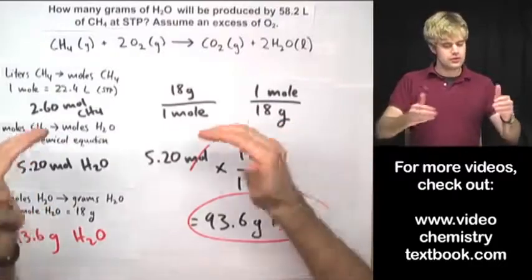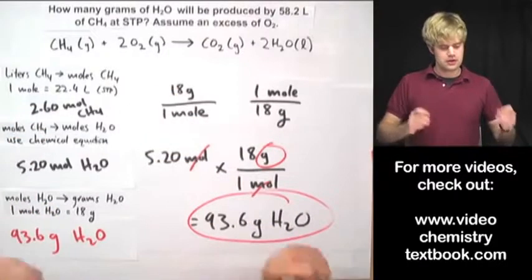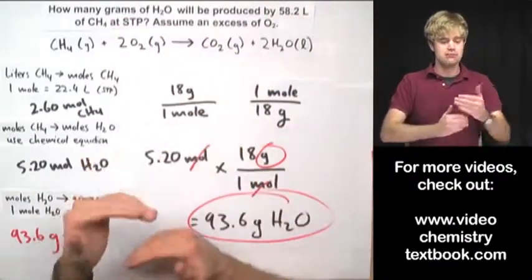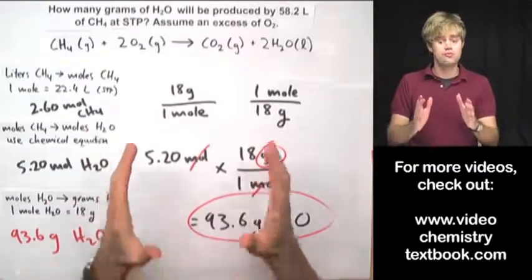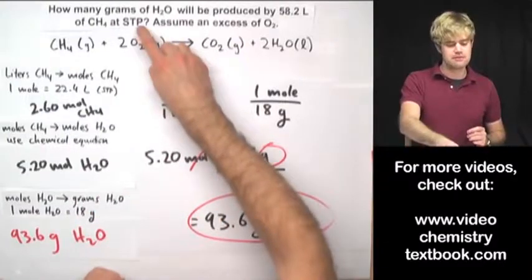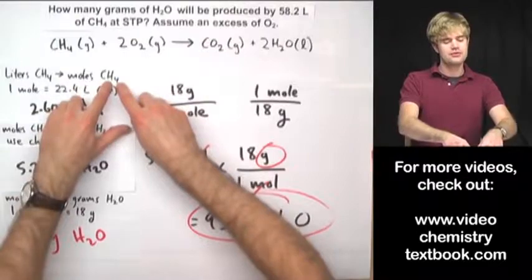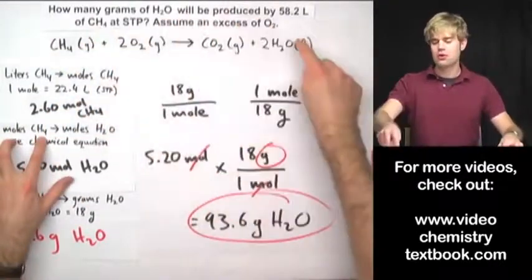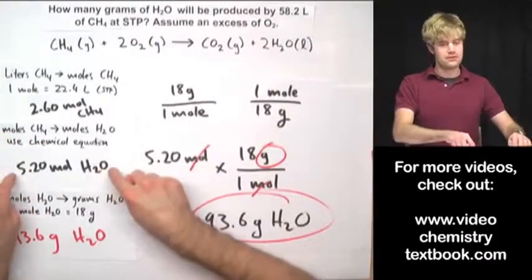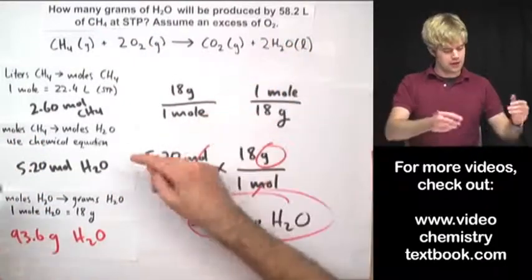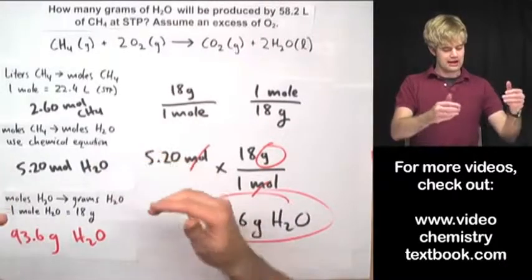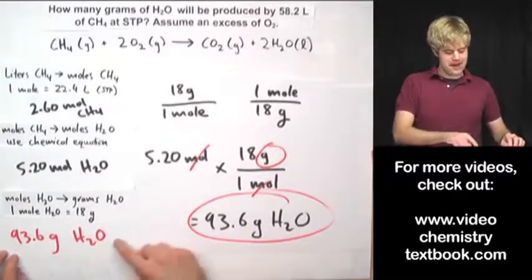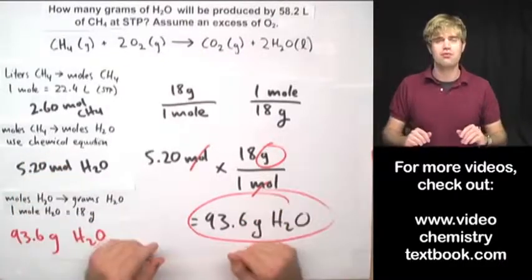Let's just quickly review the steps that we went through to do this. The first thing that we did is we converted our 58.2 liters into moles, and we could take advantage of that 22.4 liter rule because it was at STP. That gave me the moles of CH4. Then I took the moles of CH4 and I found out how many moles of H2O I'd get. And finally I took the moles of H2O and I used the molar mass, 18 grams per 1 mole, to find out the mass in grams of water that I'd end up with at the end.